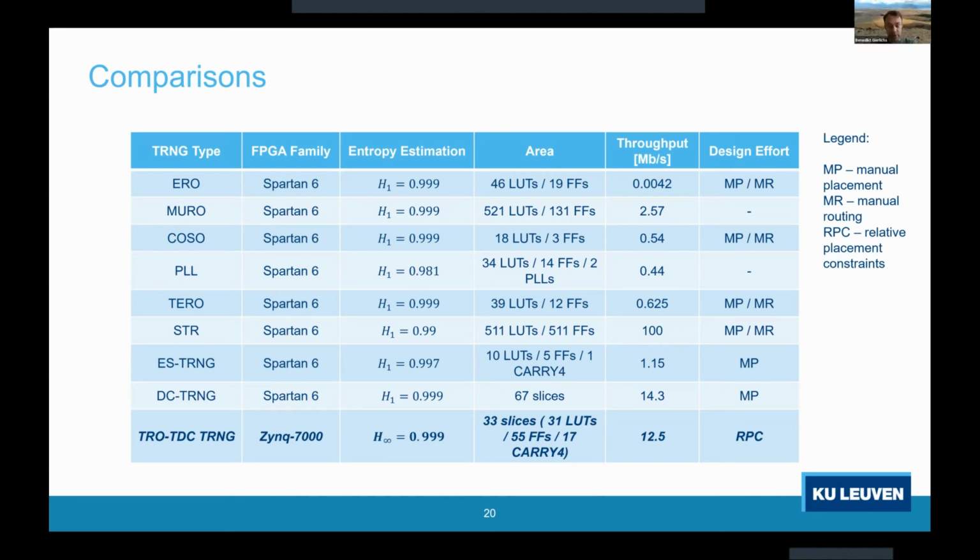I didn't look too much at the area, to be honest, because I was just impressed by this big range of throughputs. We have many orders of magnitude here on the slide, from 0.0042 up to 100 megabit per second. I was just wondering, because I hear very often a requirement that people say we need a lot of throughput, but what people often need is low latency.